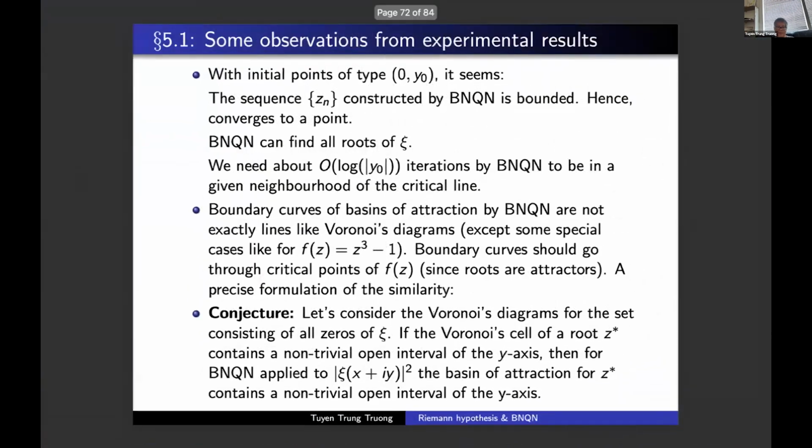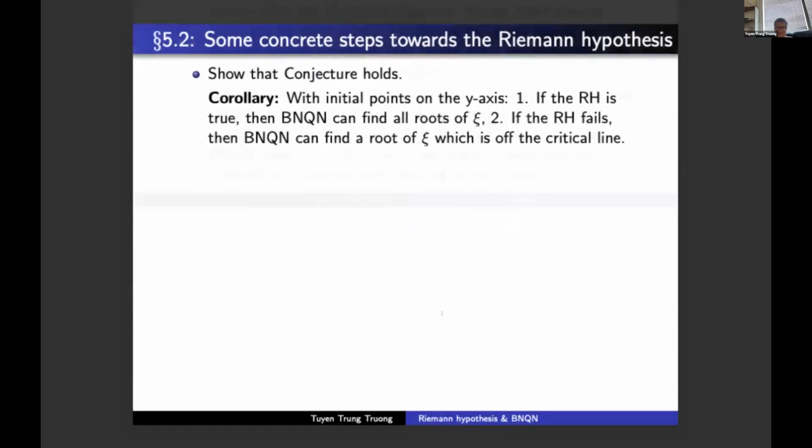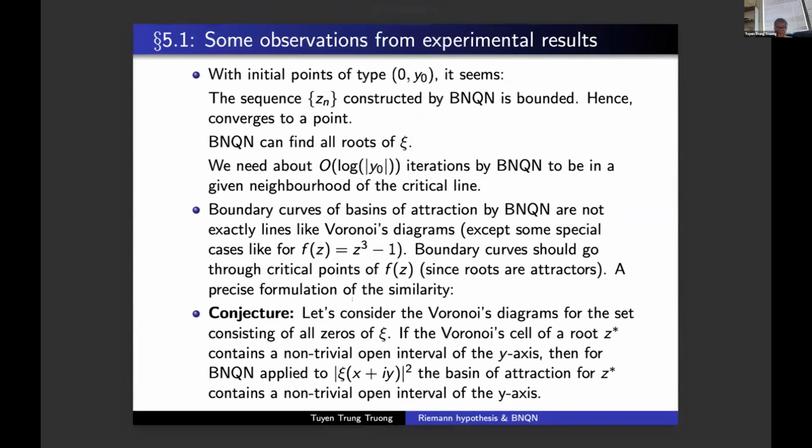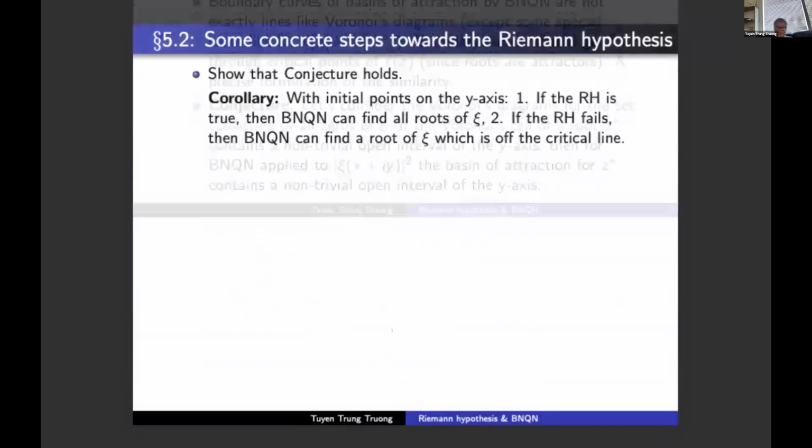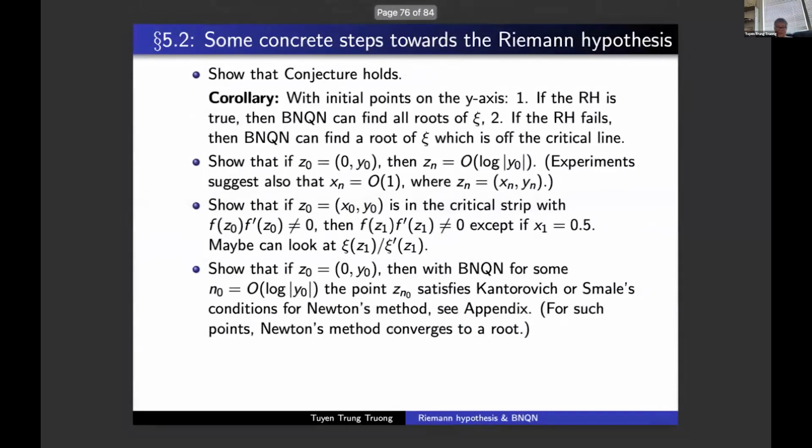Yeah. And so this suggests some ideas for the Riemann hypothesis. To solve the Riemann hypothesis, and this is what I wrote here, first, we show the similarities between the Voronoi diagram and BNQN, and we can prove it for the Riemann C function. Secondly, we show that if we have 0, y0 in this subpoint and we need about O of log y0 iterations, then zn will be bounded by this. And so it means that they don't go to infinity, so they must go to a root of C or a root of C prime.